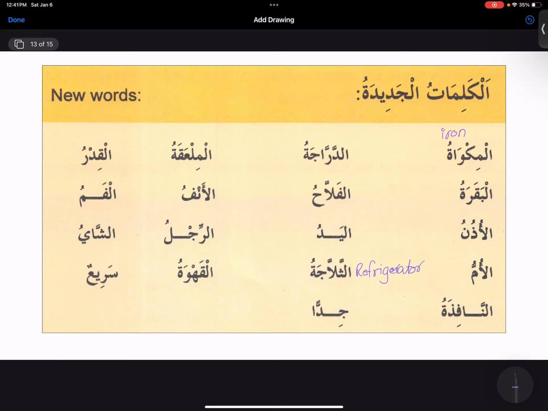Okay, and what else? Nafizatu is window. Window, yeah. Darajatu? It's a bicycle. Yes, bicycle. Al-Makwatu, the meaning is iron. Iron to iron the clothes. Yeah, iron the cloth. So basically the thing that you use, the iron itself.